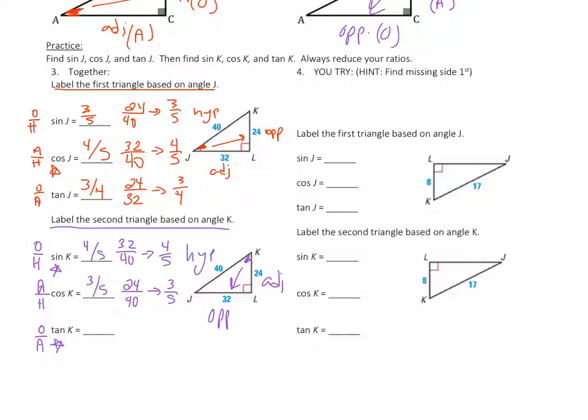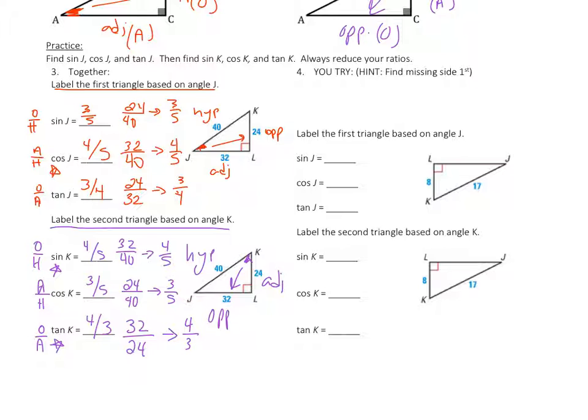I want you to try the tangent one now, so you get one of each of them. And now go ahead and set up your fraction for tangent and reduce your answer. Tangent would be opposite, so my 32 over adjacent, 24. When we reduce it, we get 4 over 3.